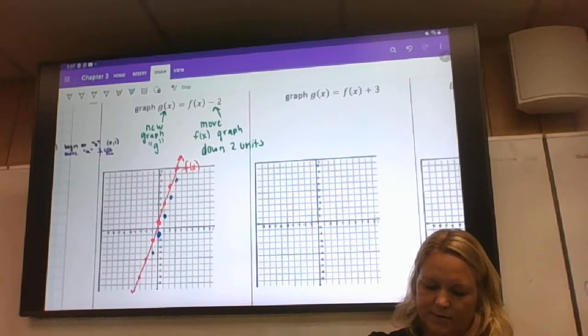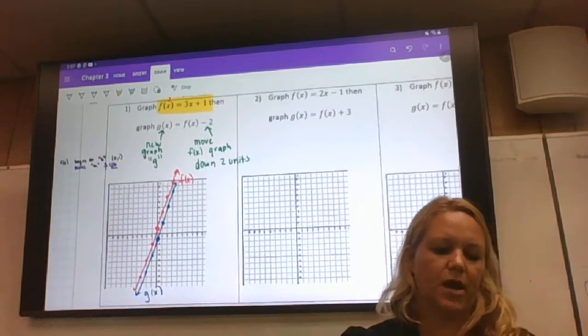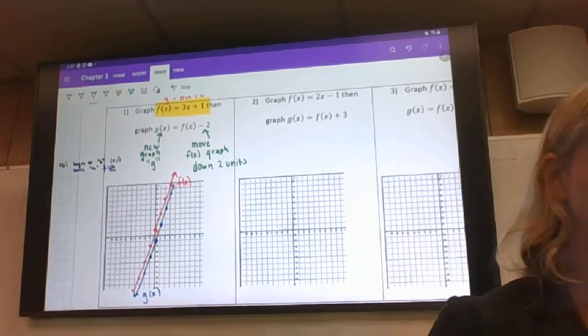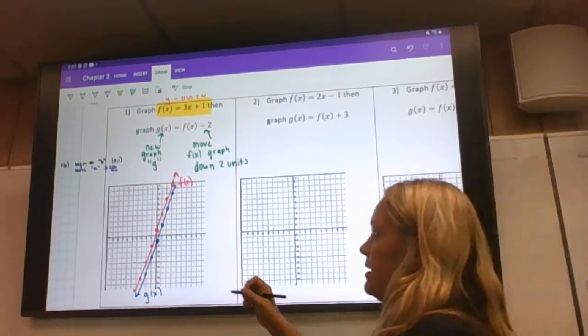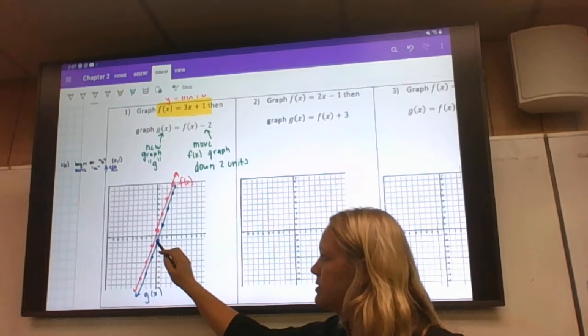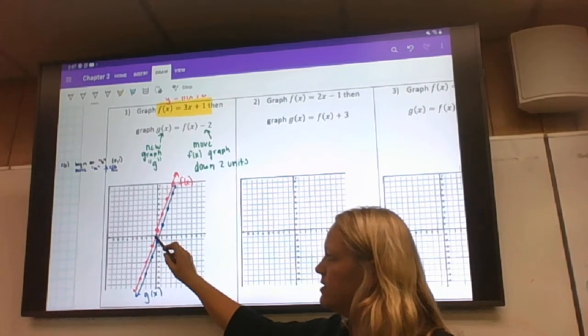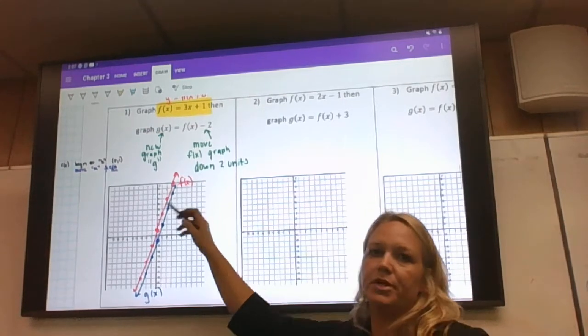Not the graph too long. Look at this, 8th grade. And that new one is called g of x. It's the same slope, but I'm starting at -2. I'm sorry, -1. Because I went here and I counted down 2. And then I counted the same slope, up 3 over 1.